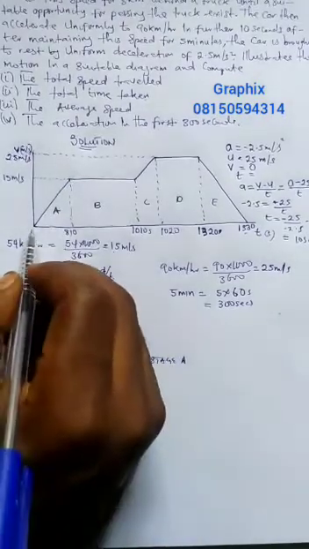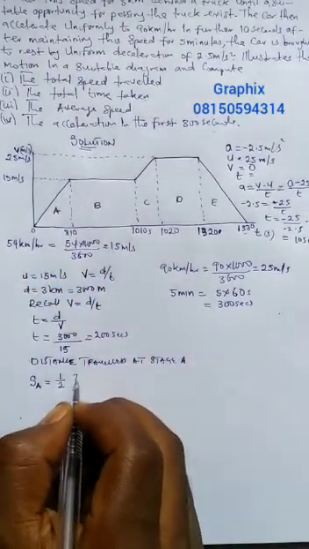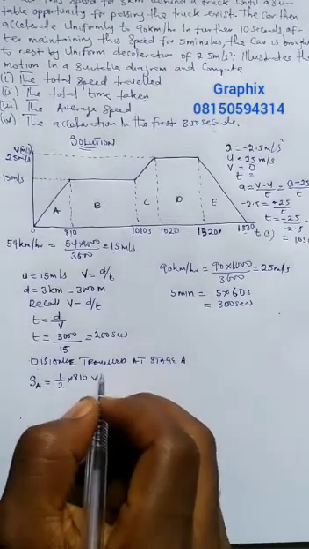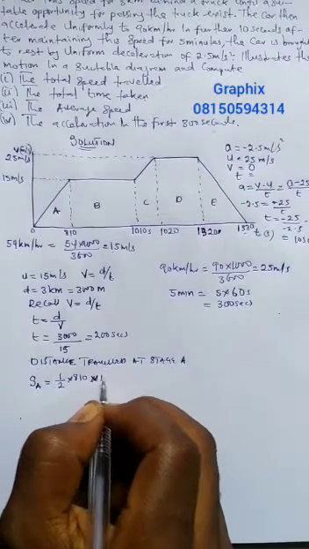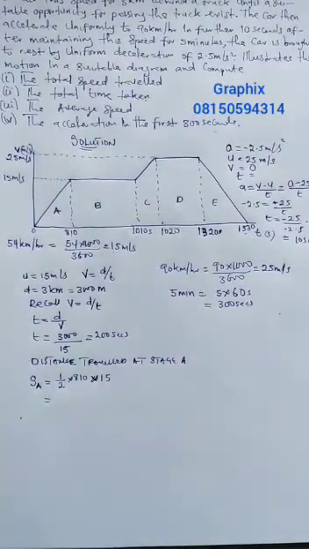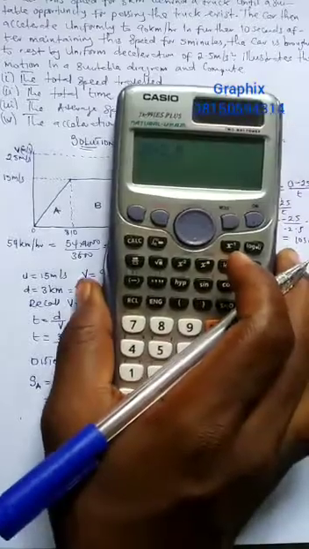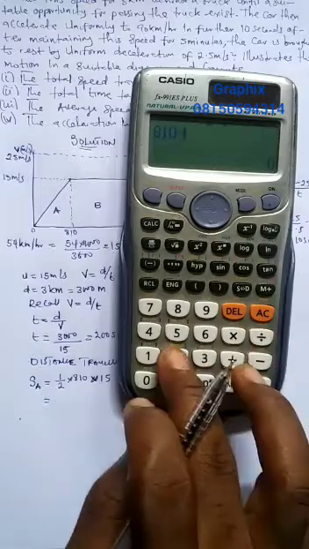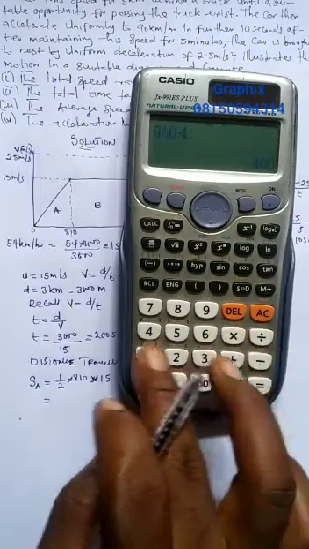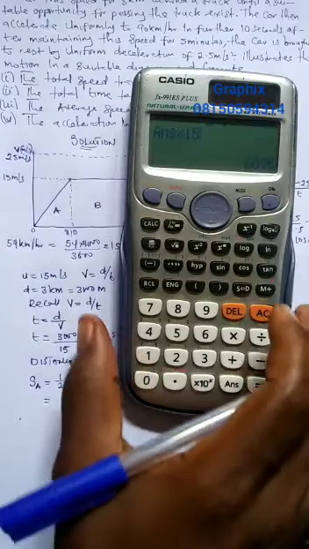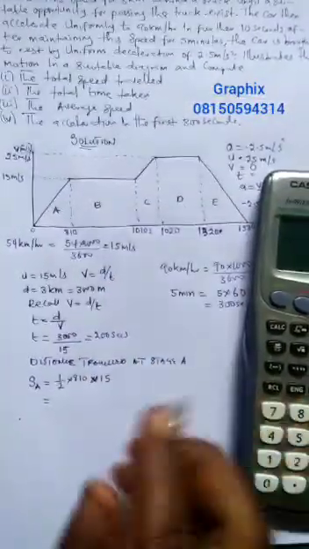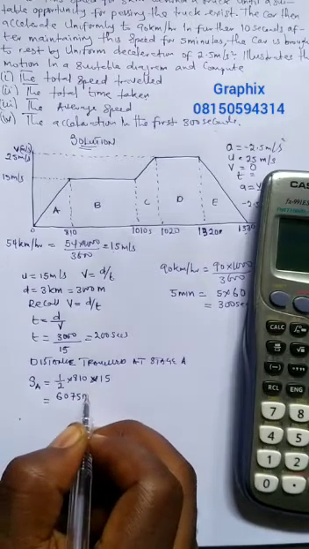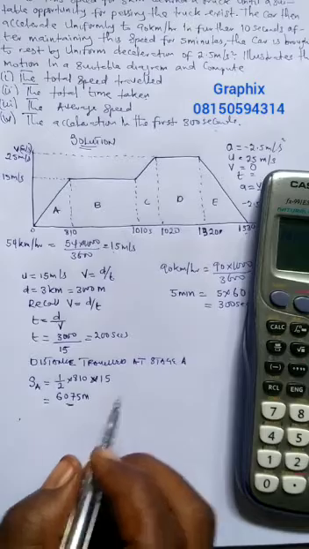So the base here, this is 0 here, right? To be 810 times the height, that will give me 15. So this will now be 810 divided by 2, multiplied by 15, which is 6,075. So we have 6,075 meters. That is for the first stage, right?